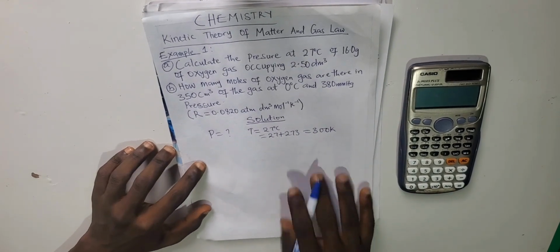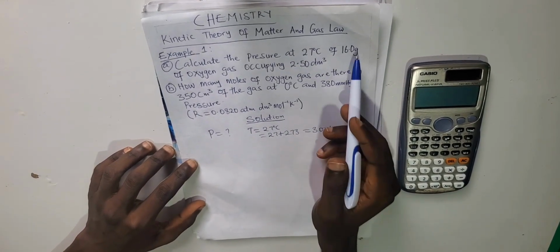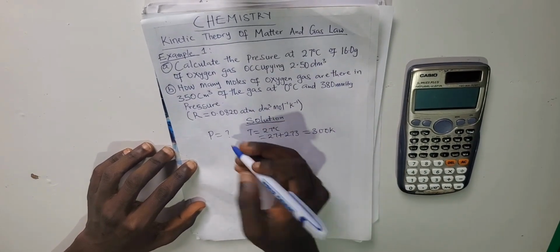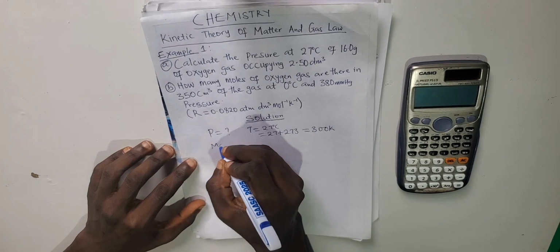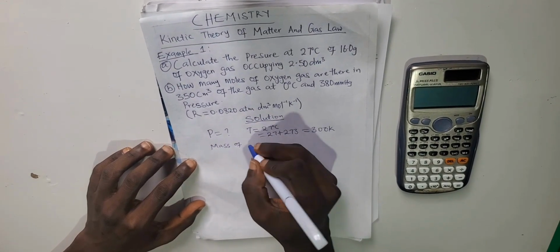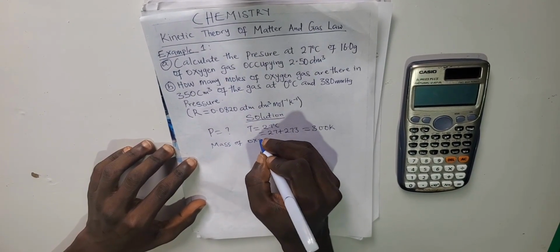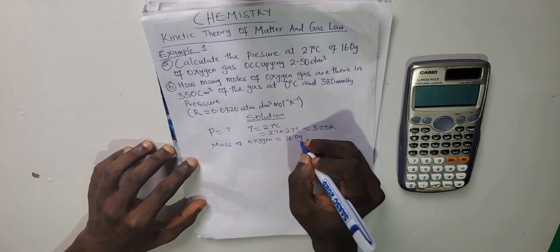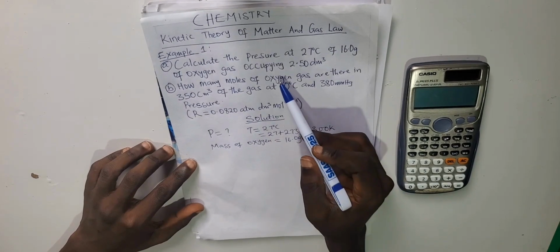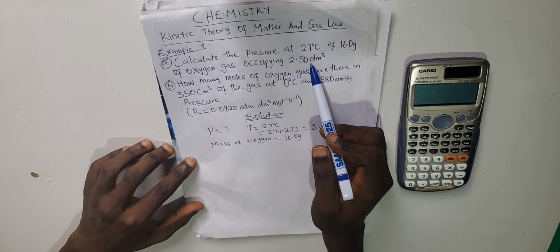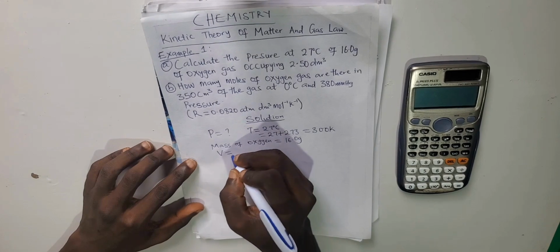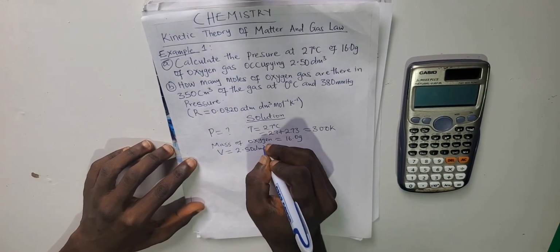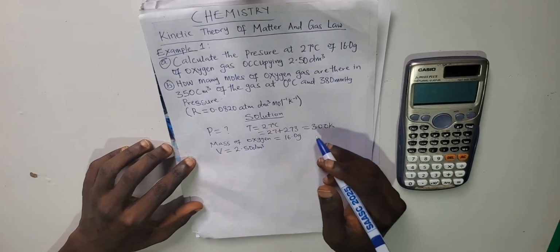Okay, so that is for temperature. So what other parameter were we given? We're given mass. The mass of oxygen is given to be 16.0 gram. Okay, and we're also given the volume. Volume equals 2.50 dm cube.